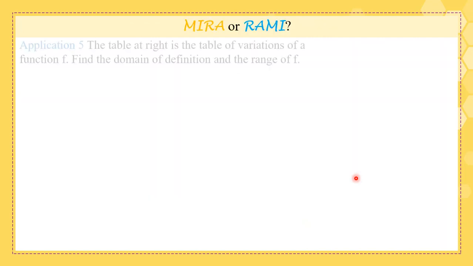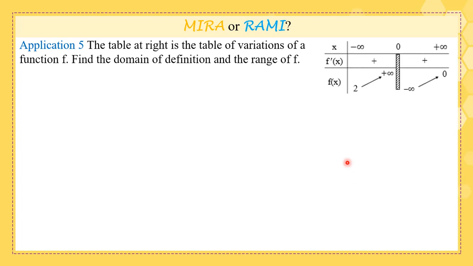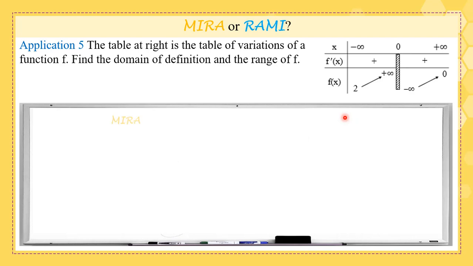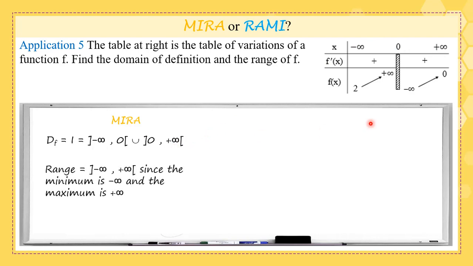Mira or Rami? Let's see. The table at right is the table of variations of a function f, and the question is to find the domain of definition and range of f. This is very simple. Let's see Mira. The domain of definition, which is represented by I, is (negative infinity, 0) union (0, plus infinity). And the range is from minus infinity to plus infinity, since the minimum is negative infinity and the maximum is positive infinity.